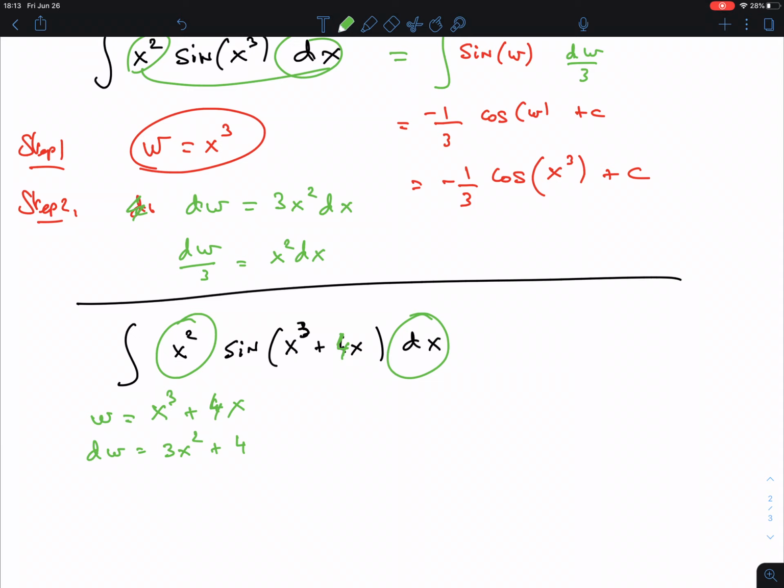So we don't have 3x squared plus 4. We don't even have, we have x squared dx. The 3 we could factor out, but we're still stuck with the 4 here. There is no extra term here that we can use. So that doesn't work. So this is not solvable, at least not with substitution.